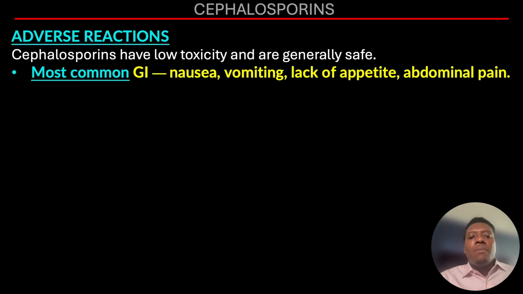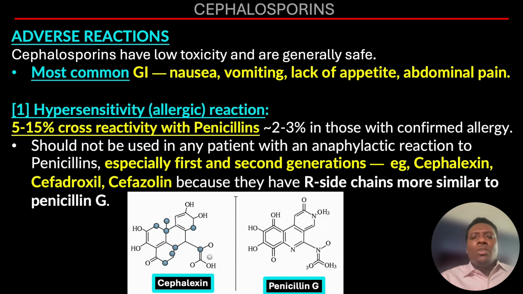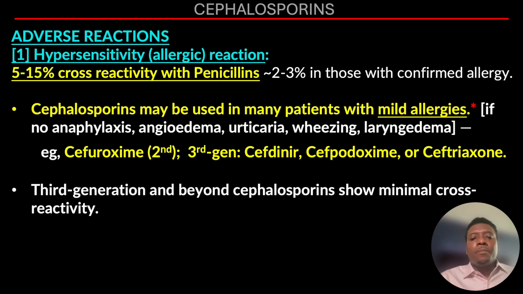Important adverse effects of cephalosporins is they can cause GI side effects: nausea, vomiting, diarrhea, abdominal pain. In terms of hypersensitivity reaction, there's a 5 to 15% cross-reactivity with penicillins. We believe it's much less, like around 2 to 3%, especially the first and second generation cephalosporins.